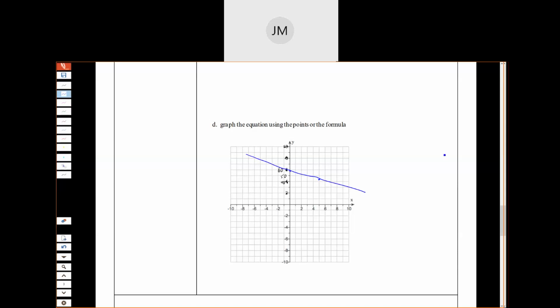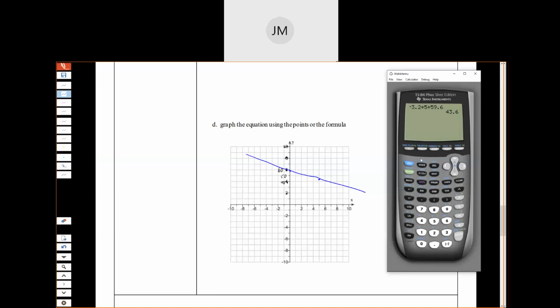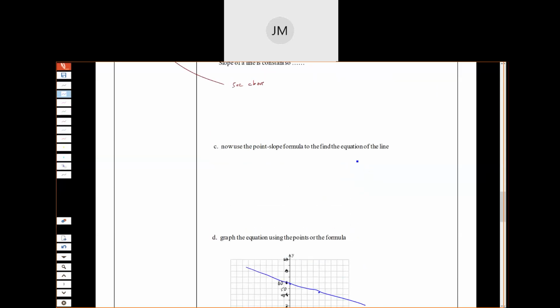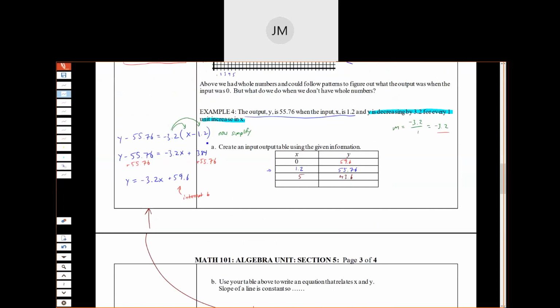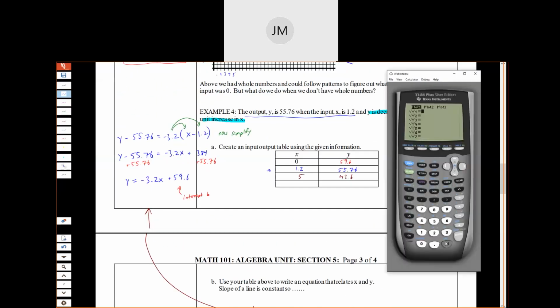We can check our graph using our calculator. Set y equals, and I can type in my formula. We said y is negative 3.2x plus 59.6. I hit enter. I hit graph.